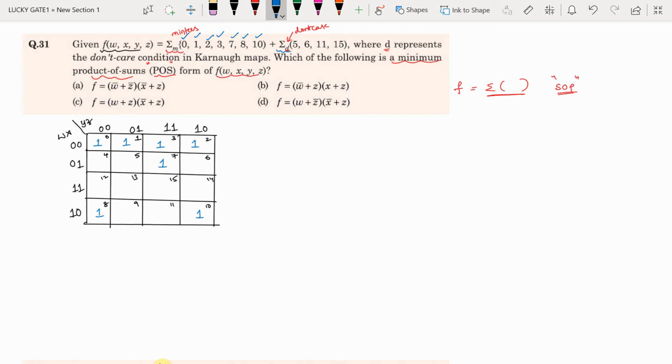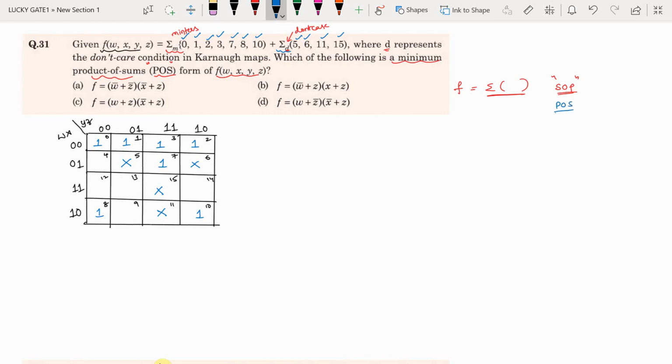What are the don't care minterms? 5, 6, 11, 15. 5 is a don't care minterm, 6 is a don't care minterm, and also we have 11 and 15. Here 11 is don't care, 15 is don't care. Now these are the minterms. Now the question is to find the minimum product of sums.